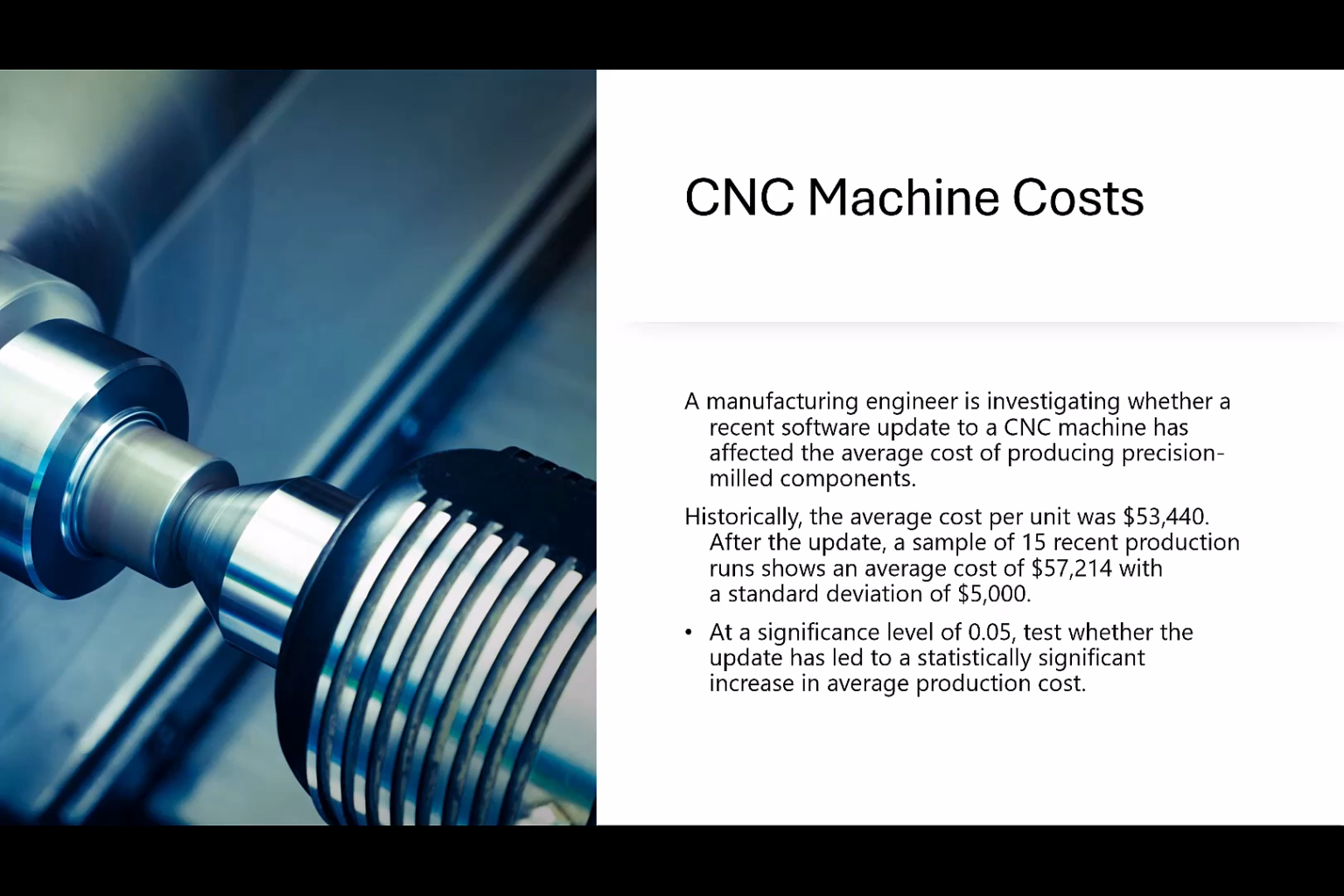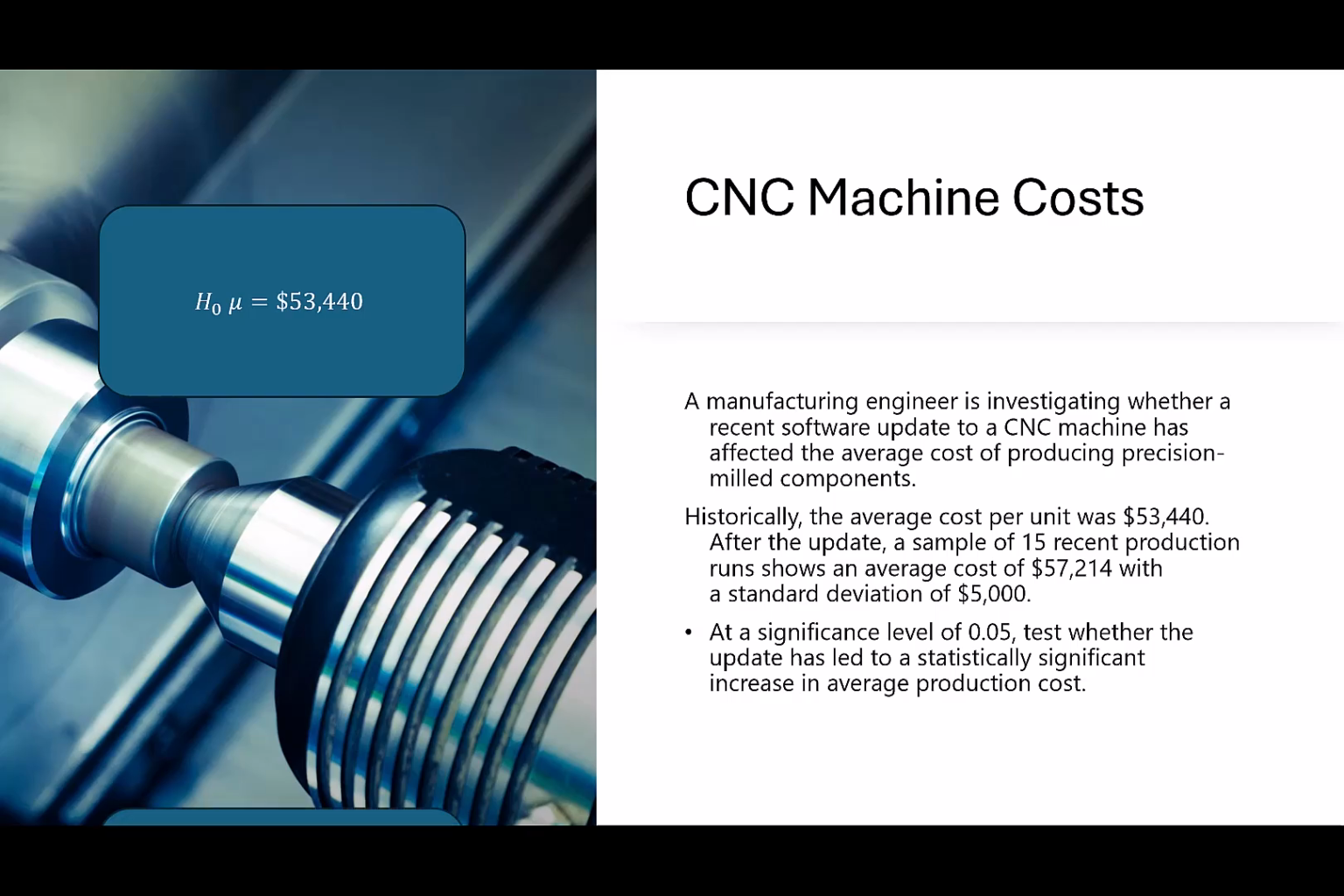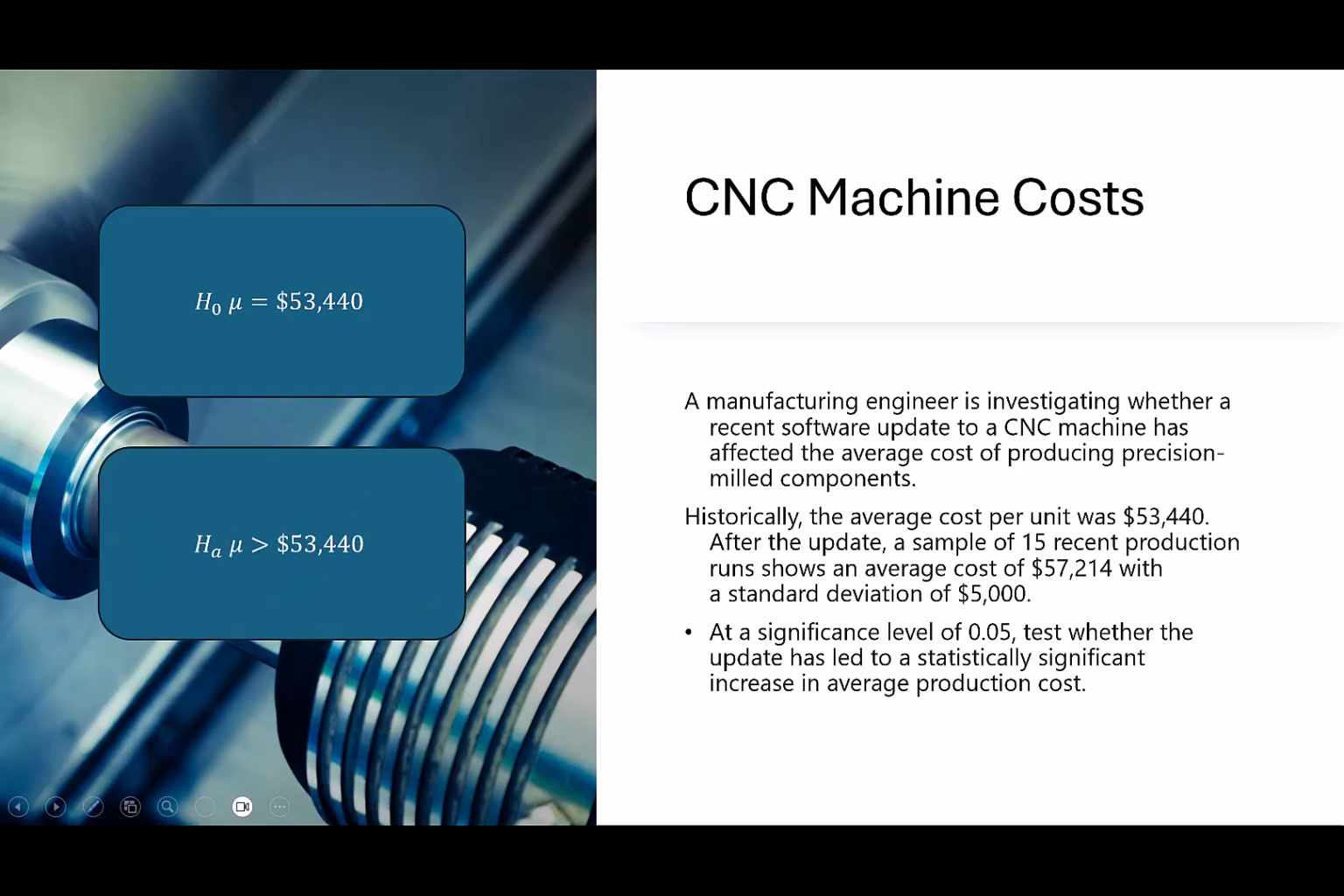At a significance level of 0.05, test whether the update has led to a statistically significant increase in average production cost. We'll start by forming our hypothesis. Our null hypothesis is that the mean is 53,440, the average historical cost. The alternative hypothesis is that the mean is now greater than 53,440. We're testing whether or not there was an increase.